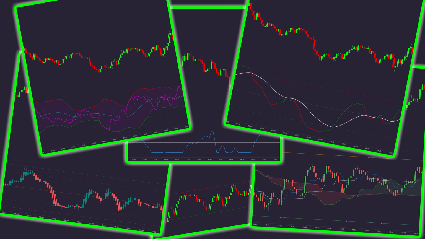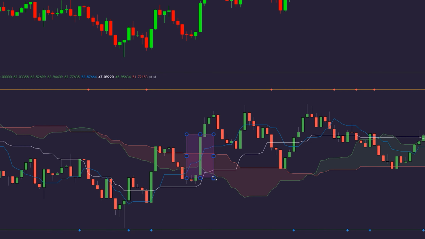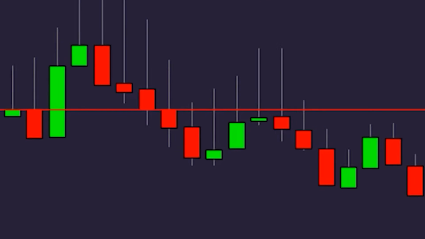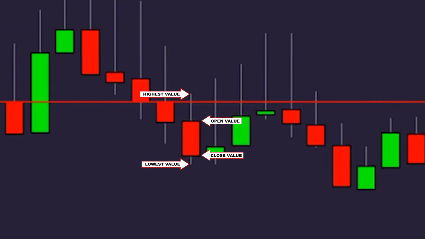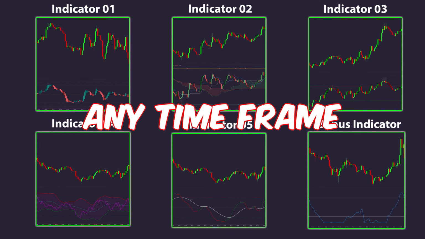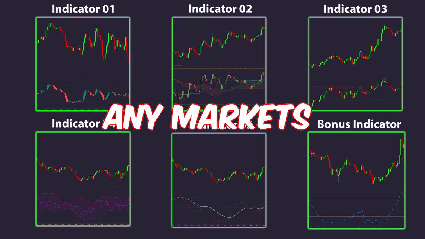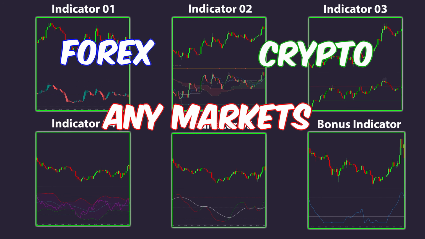In this video, I'll show you 5 best modified RSI indicators that are actually better than the standard RSI. These improved RSI indicators show us more details about the regular RSI indicator. Some indicators smooth the regular RSI by filtering noise. These indicators can be used in any time frame without even changing any settings, and you can use them for any markets including Forex, crypto, metal, and stocks.